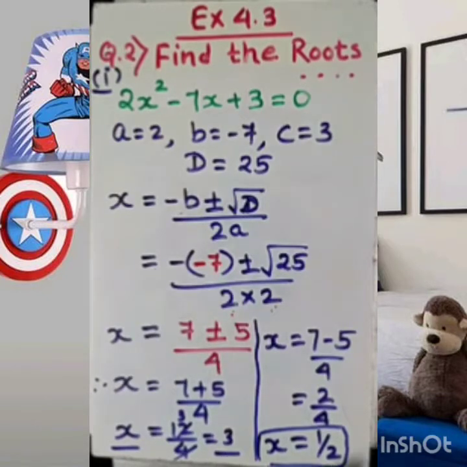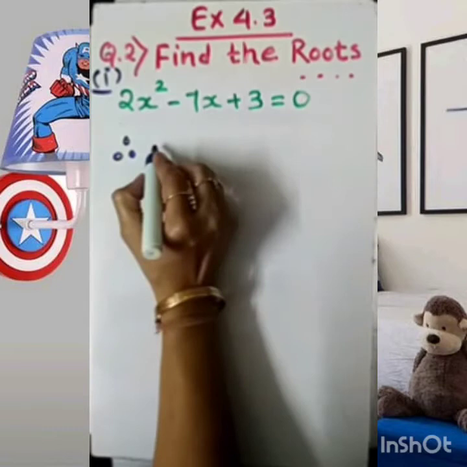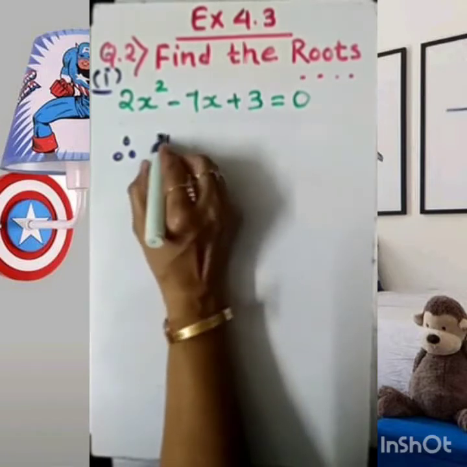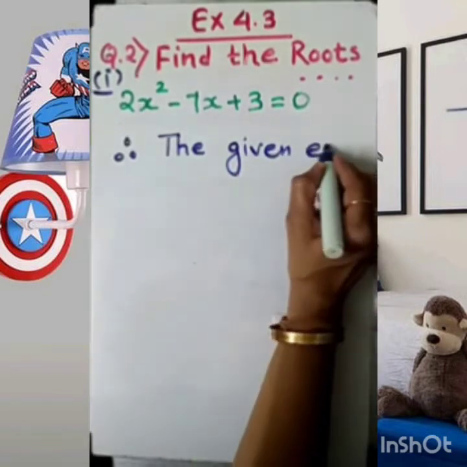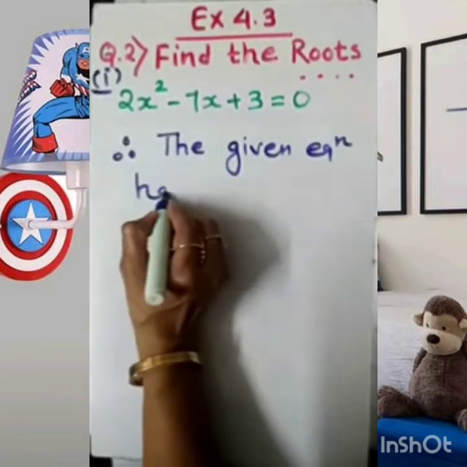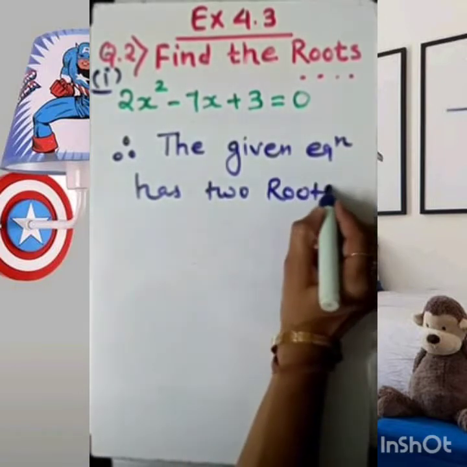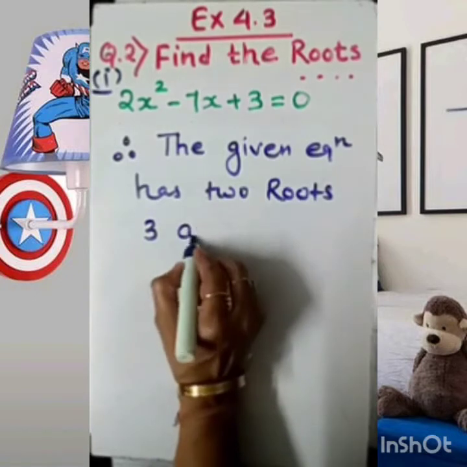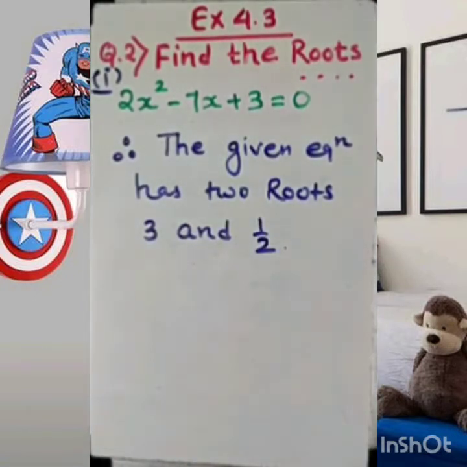Okay, let's note it down in statement form. Therefore, the given equation has two roots, and they are 3 and 1/2. So this is the complete solution of the first equation of question number 2.